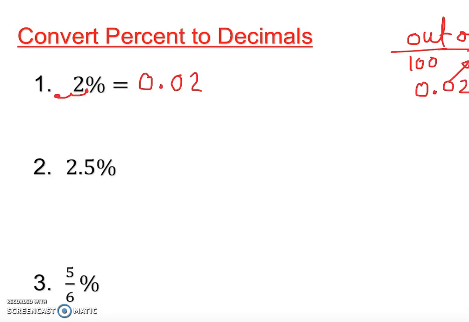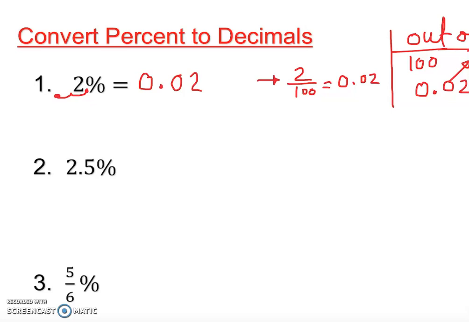Or again, you can do it like that: 2 out of 100, reduce, and do a long division. It's going to give you the same thing, 0.02. So you go for any way you want. Okay, all right, let's do the next one.